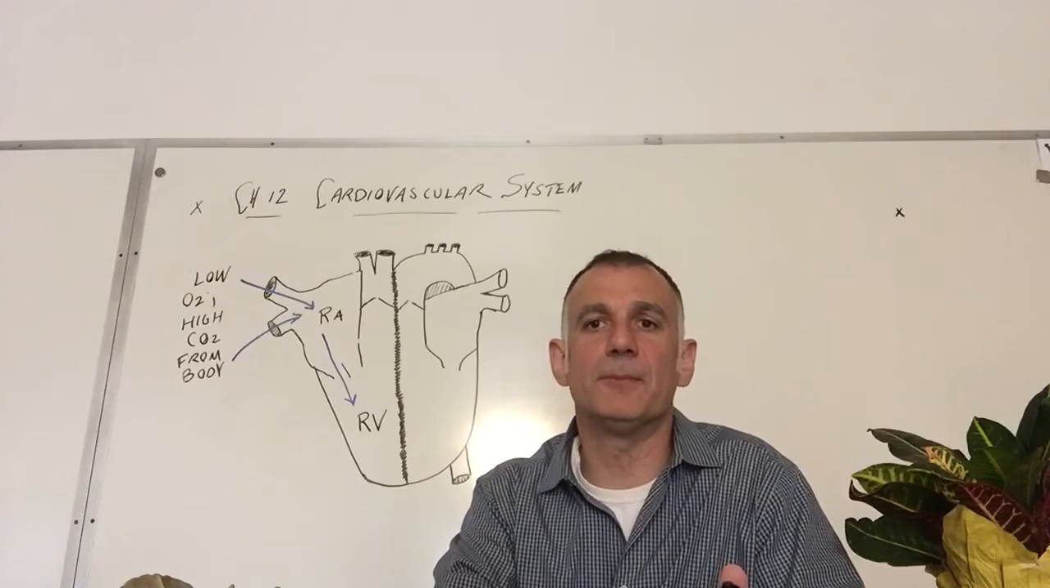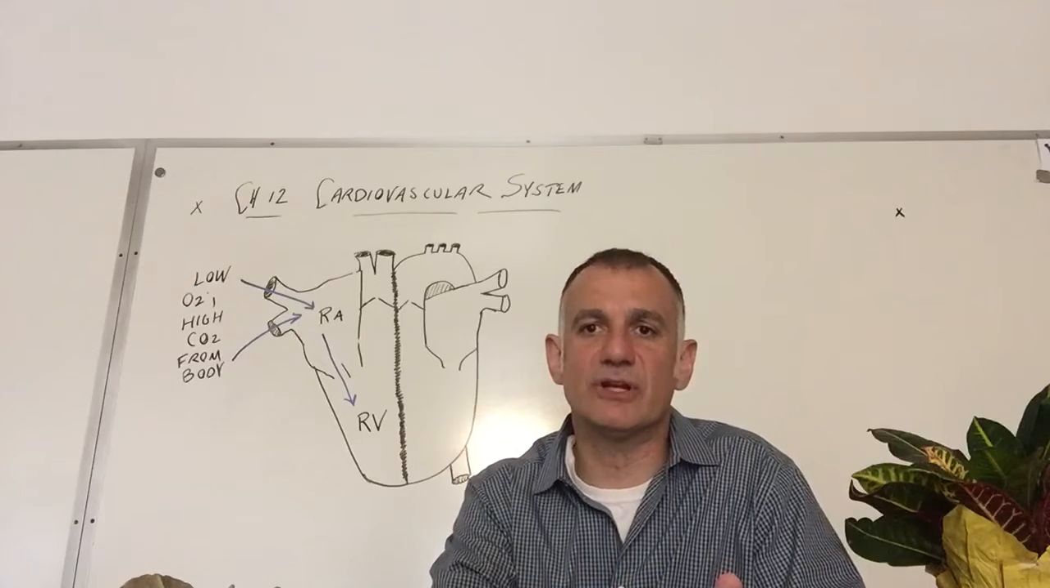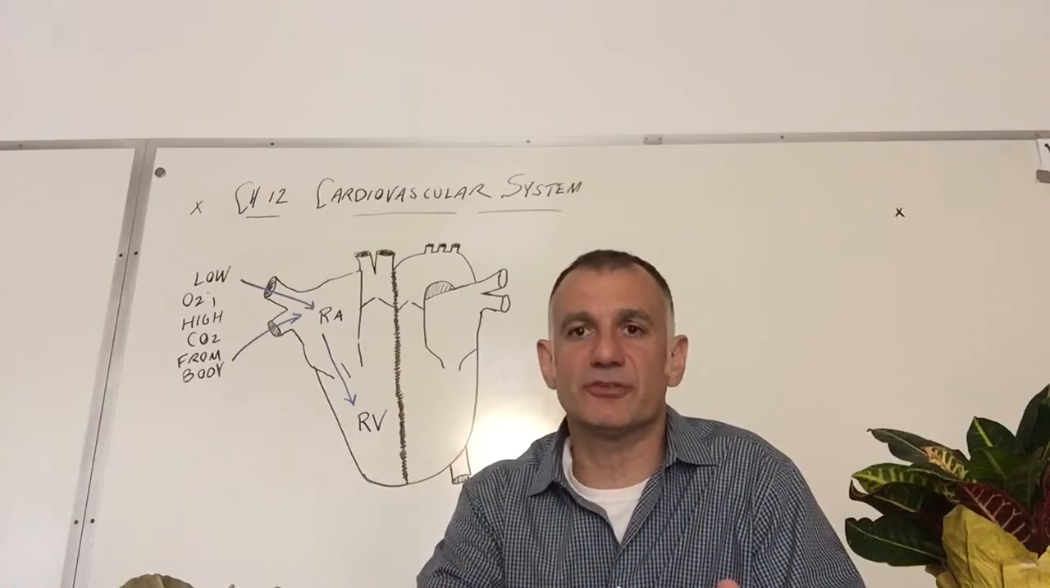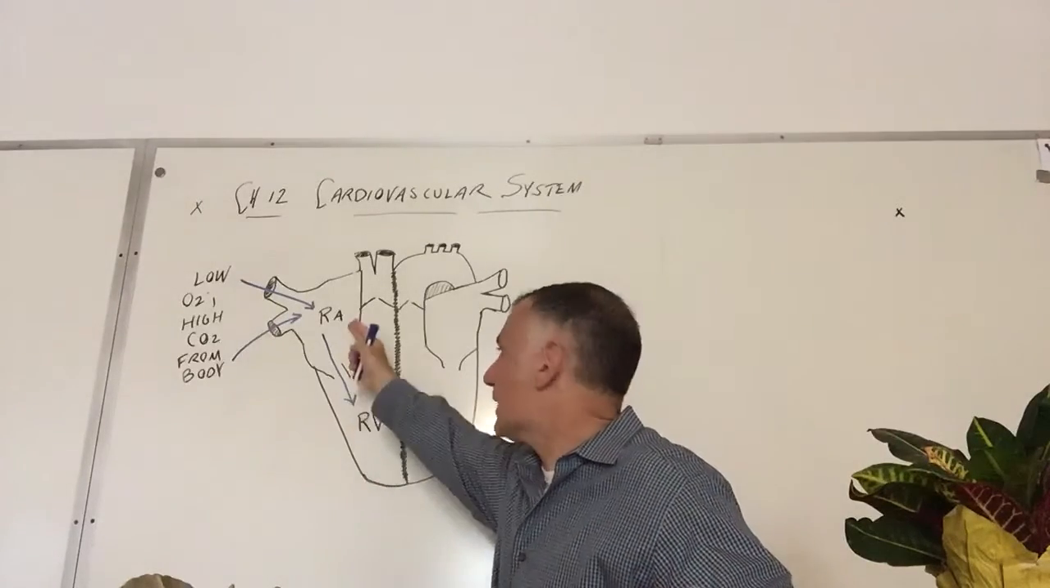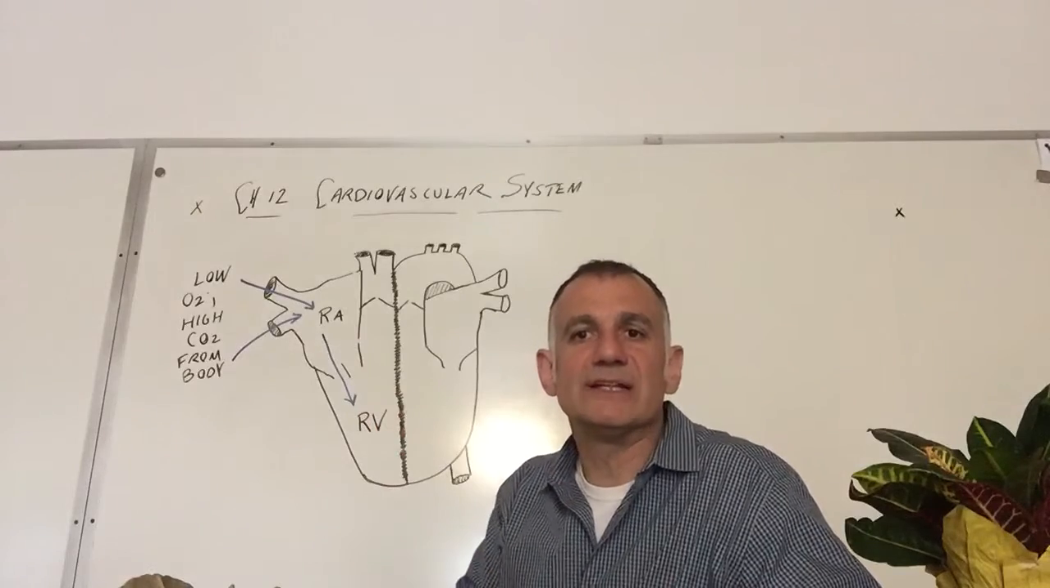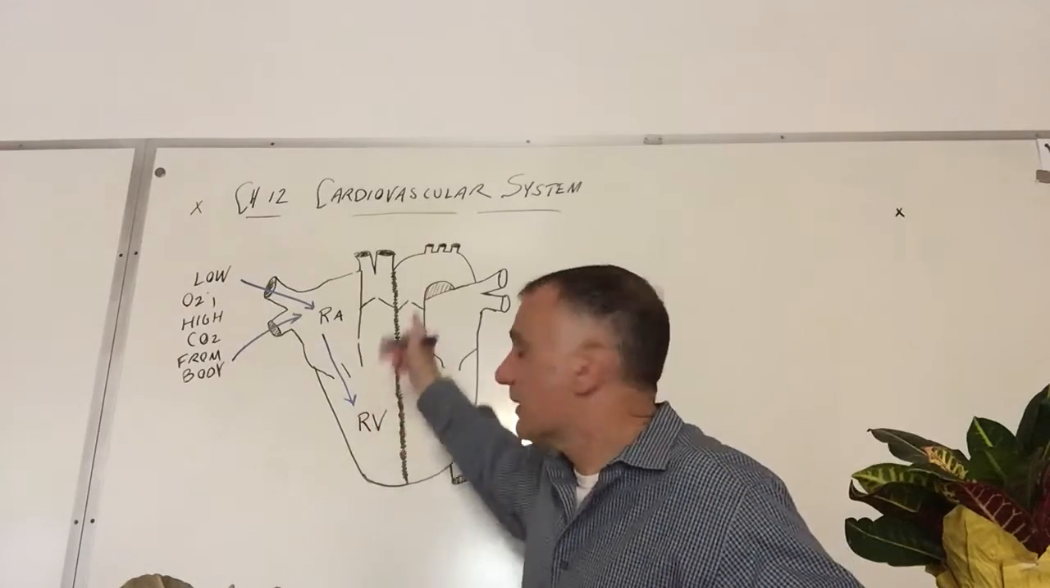Bump, bump, bump. The first bump are the atria contracting. The second bump are the ventricles contracting. So when the ventricle contracts, you do not want to force blood backwards. That would be counterproductive. In fact, that would be very dangerous. You want blood going in one direction only.